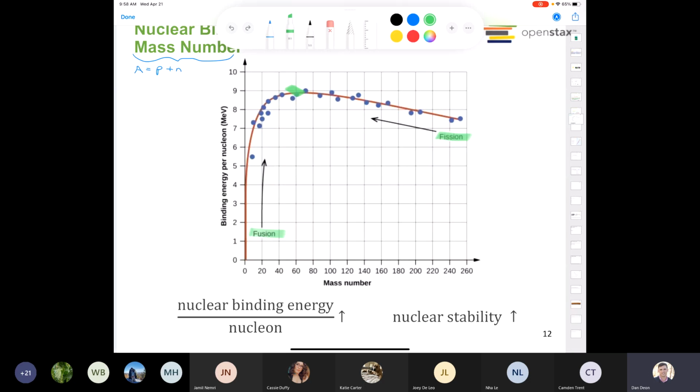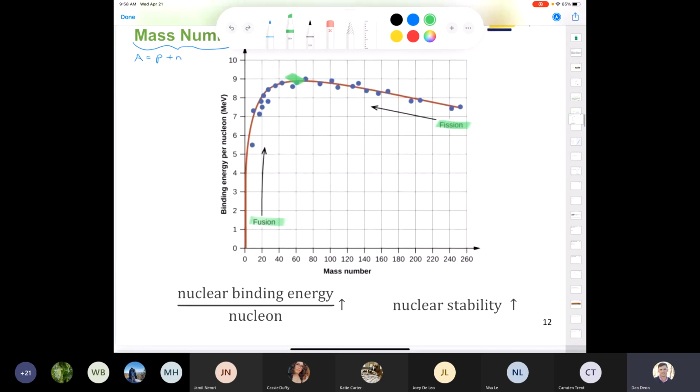So again, the whole idea is that as nuclear binding energy per nucleon increases, nuclear stability is going to increase. And so what will any nucleus try to do? It's going to try to move in whatever way it can to become more stable. If we have a heavy nucleus, it's going to break apart, it's going to undergo fission. And if we have lighter nuclei, they're going to combine or undergo what's called fusion.